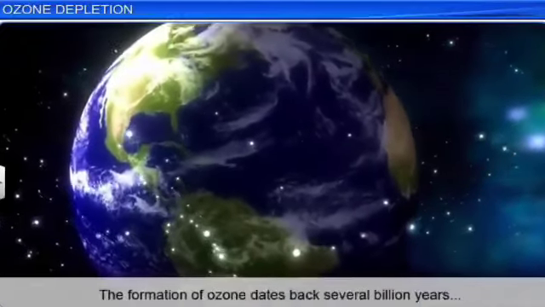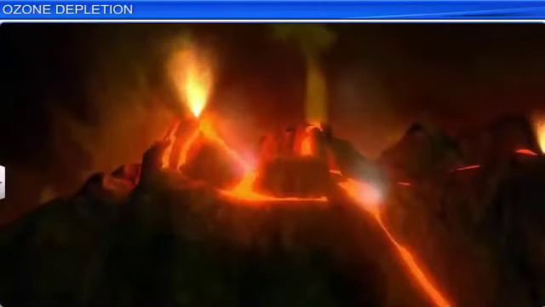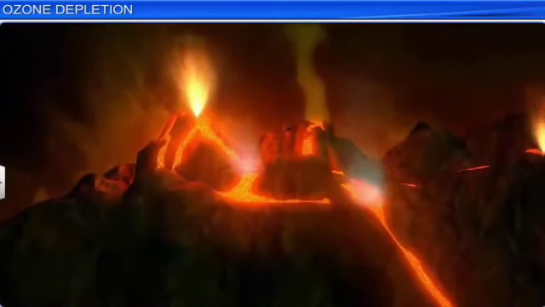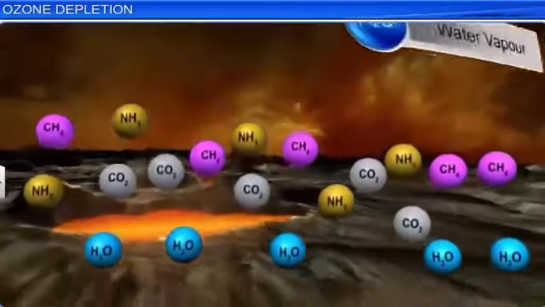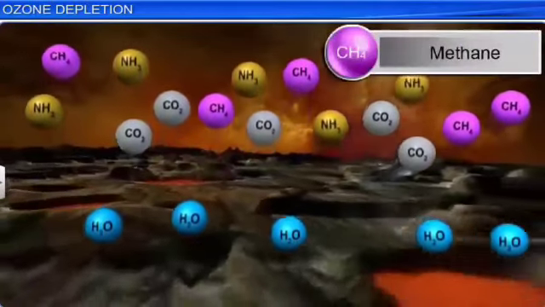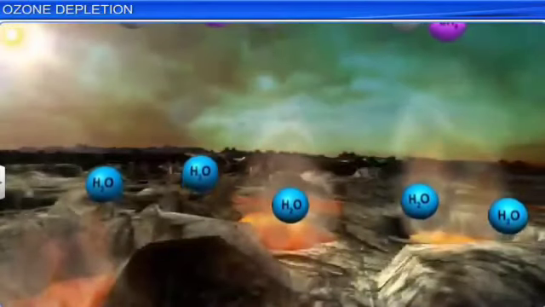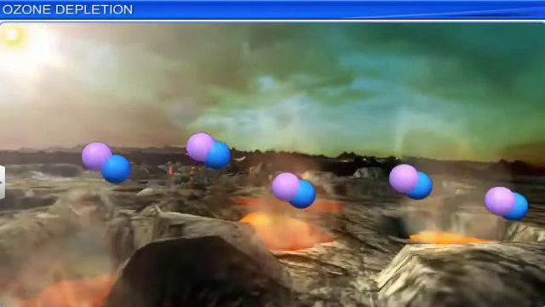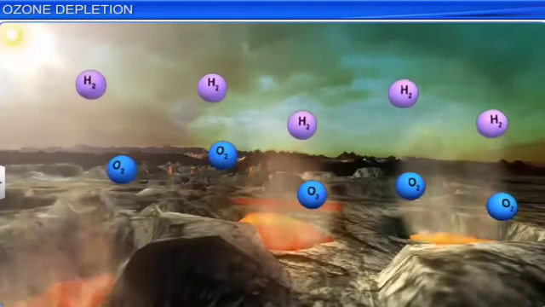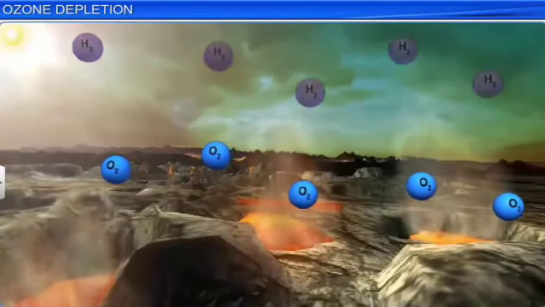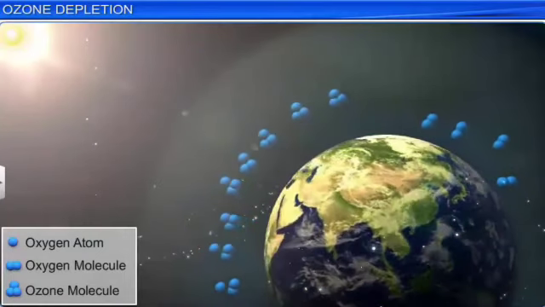The formation of ozone dates back several billion years, when the Earth was formed. Initially, there was no atmosphere. The Earth's surface was covered by water vapor, methane, carbon dioxide, and ammonia released from a molten mass. Gradually, the ultraviolet rays of the sun broke up the water vapor to form hydrogen and oxygen. Hydrogen, being a lighter gas than oxygen, escaped. The high-energy ultraviolet rays of the sun reacted with other oxygen molecules to form ozone.